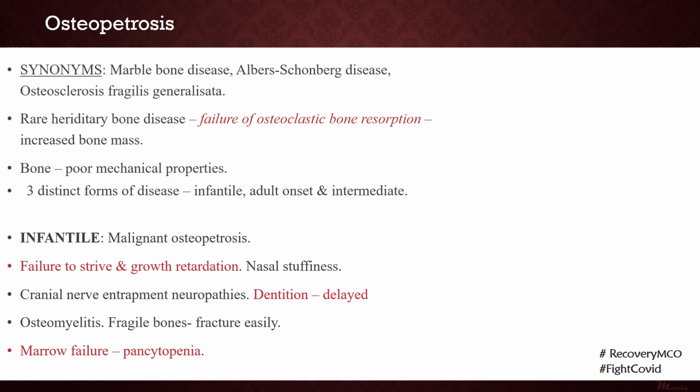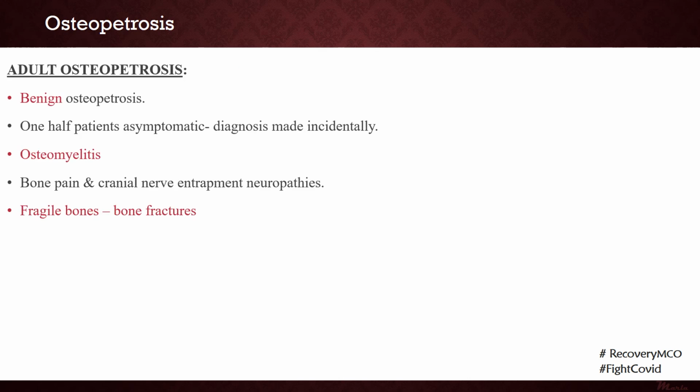The pathology also results in bone marrow failure, which will result in pancytopenia. All these additional conditions together make it difficult for the patients to survive. Generally, patients with infantile osteopetrosis would not survive for more than 3 to 4 years. Adult osteopetrosis, on the other hand, is also known as benign osteopetrosis. The extent of the lesion is quite low, and hence sometimes the lesion may be diagnosed incidentally.